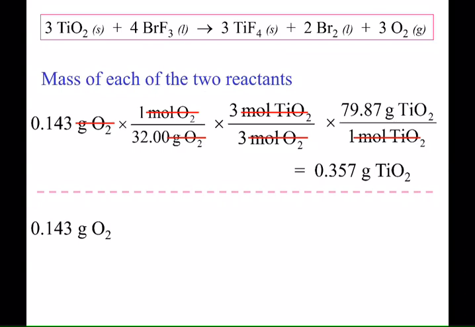What's the next term look like? Well, it's the same as the second term in the previous problem. 1 mole of O2 over 32.00 grams of O2. It's the molar mass of O2, the flipped version of the molar mass. My favorite part now is going from moles to moles.